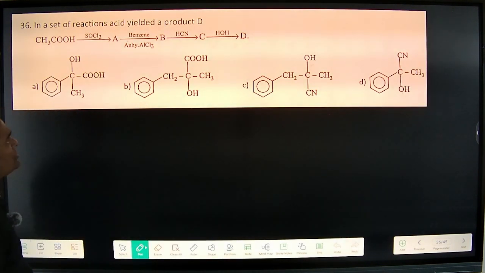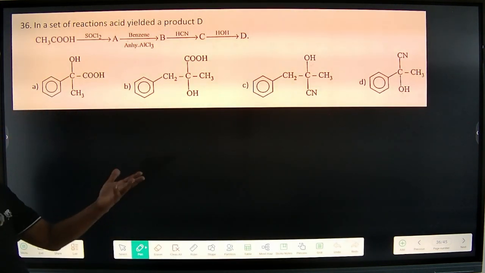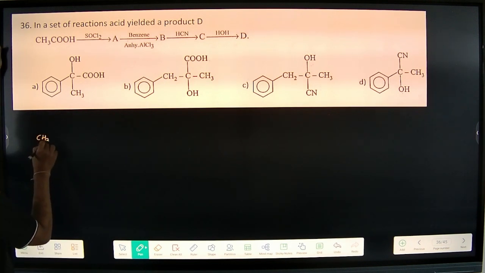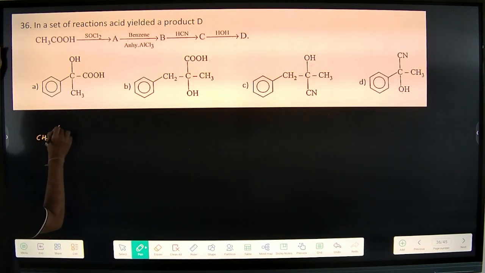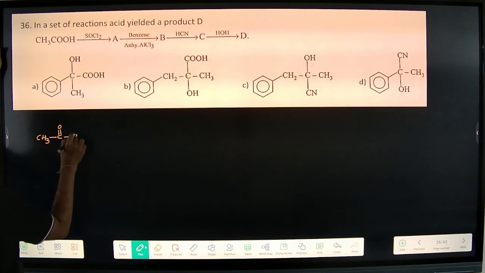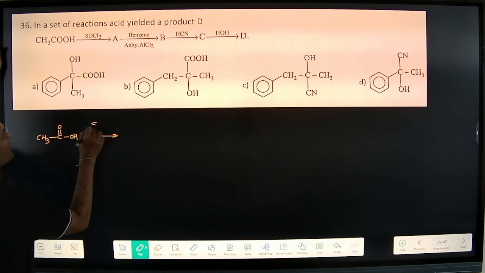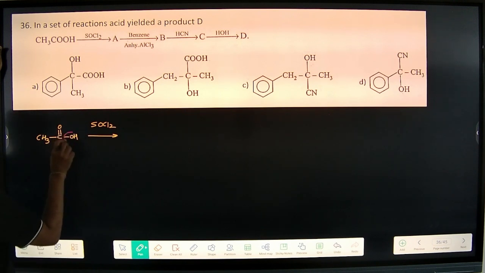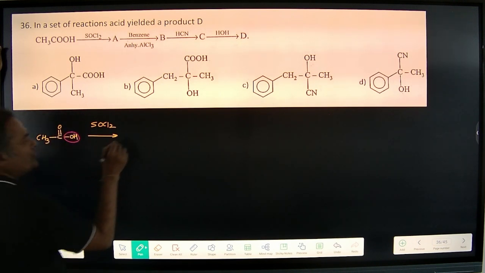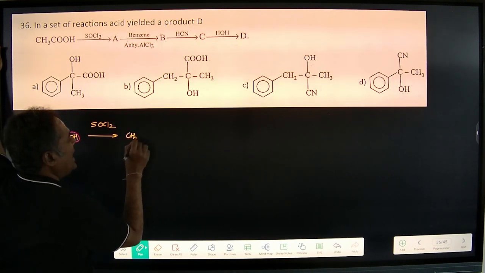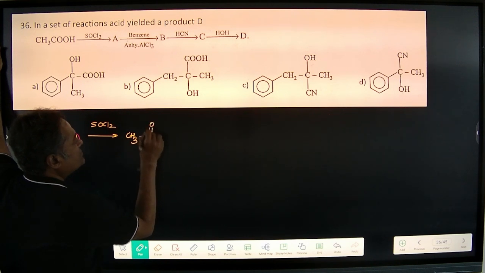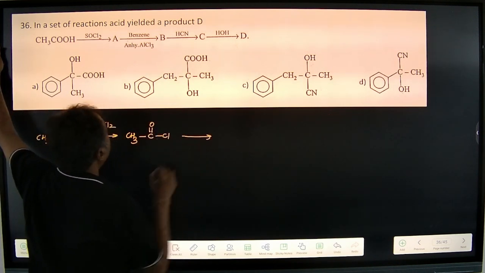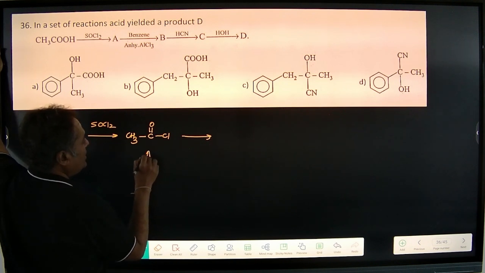Now, here child, if you see, we have again got a set of reactions given to you. I have got over here a carboxylic acid, correct? Now, treat this with SOCl2. Now, we know that SOCl2 changes your OH to Cl. So, we will get over here an acid chloride. This is nothing but my compound A.